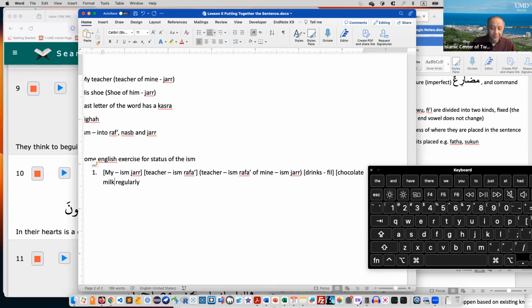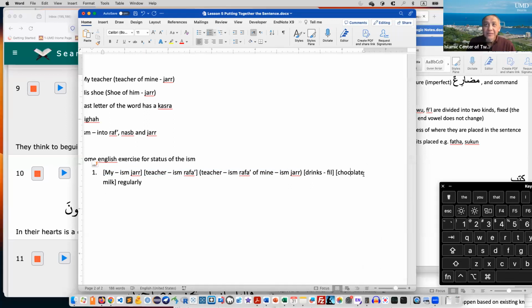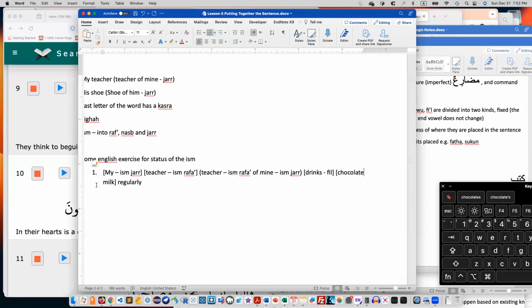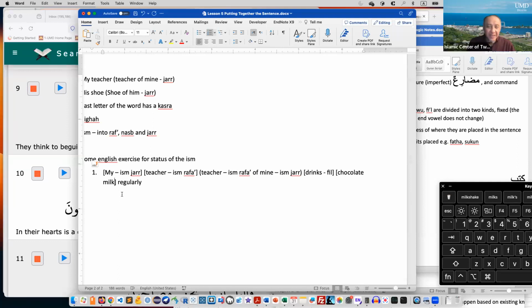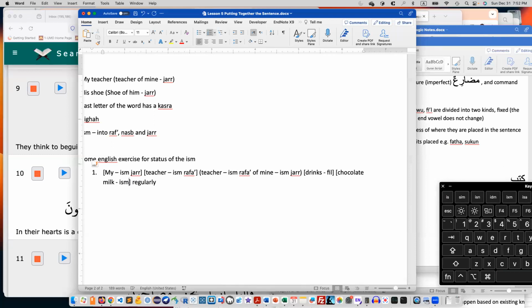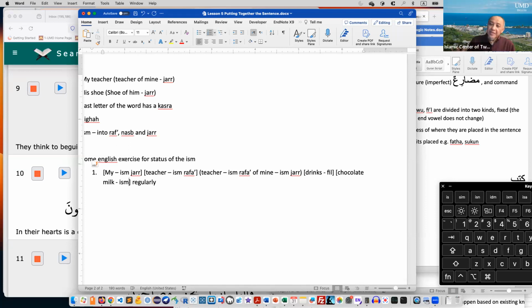Chocolate milk. Let's first of all figure out if it is isim. Is it an action? No. Chocolate milk is not an action. Chocolate milk is the name of something. So it has to be an isim. Noun, right? Yes, chocolate milk is a noun, right? It's an isim. Okay. Now, what did we say about isim again?